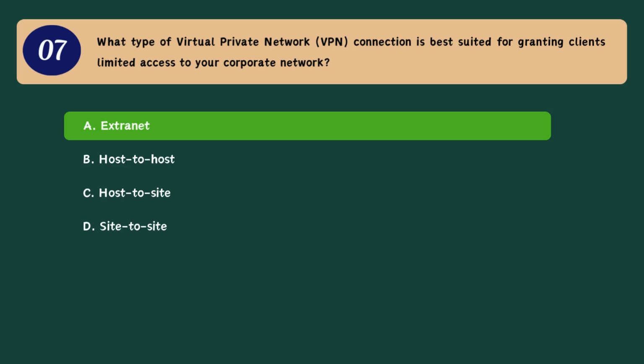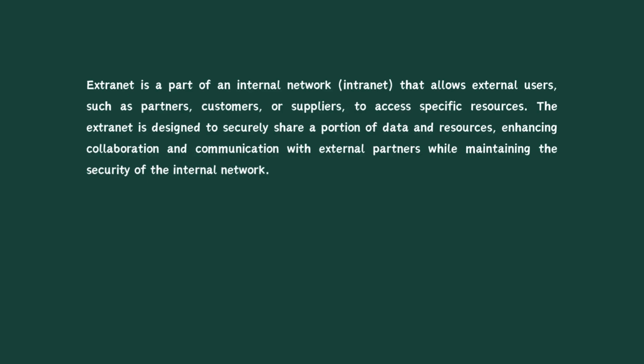Correct answer. A. Extranet. Extranet is a part of an internal network, intranet, that allows external users, such as partners, customers, or suppliers, to access specific resources. The extranet is designed to securely share a portion of data and resources, enhancing collaboration and communication with external partners while maintaining the security of the internal network.